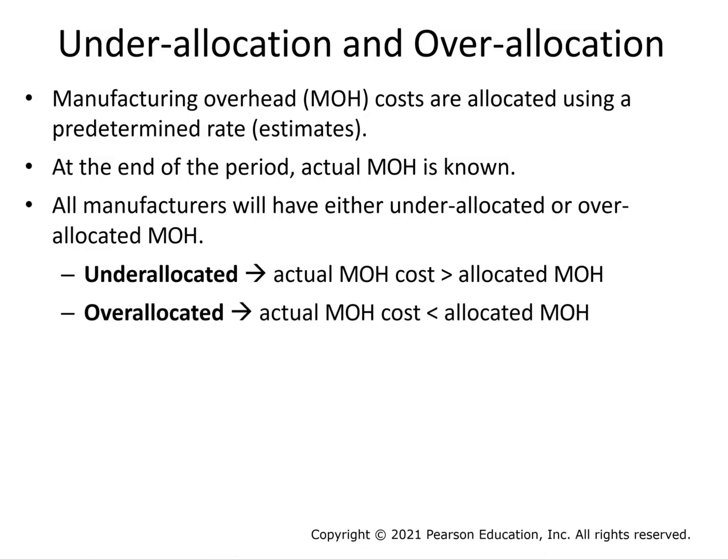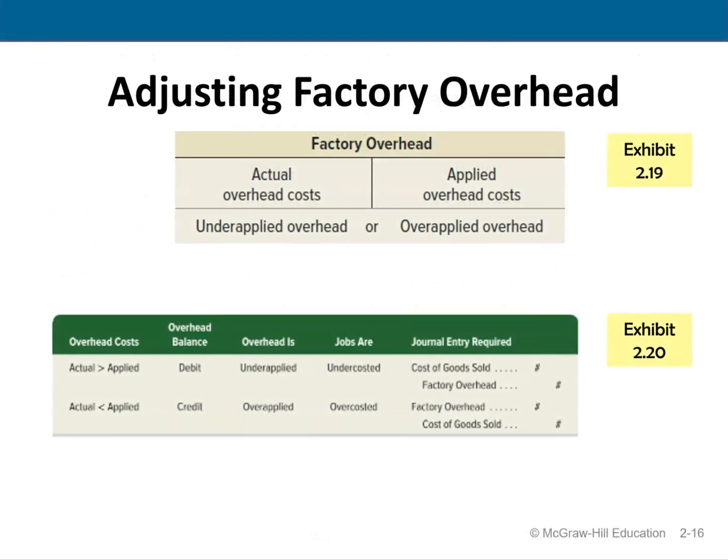So what does that mean? Well, here's an example. If we end up with a debit balance in the factory overhead account, it means you're under applied because we didn't apply enough. If you end up with a credit, you're going to be over applied. Now, the journal entries are, if we are under applied, it's going to increase our cost of goods sold. And if we are over applied, it's going to decrease our cost of goods sold.